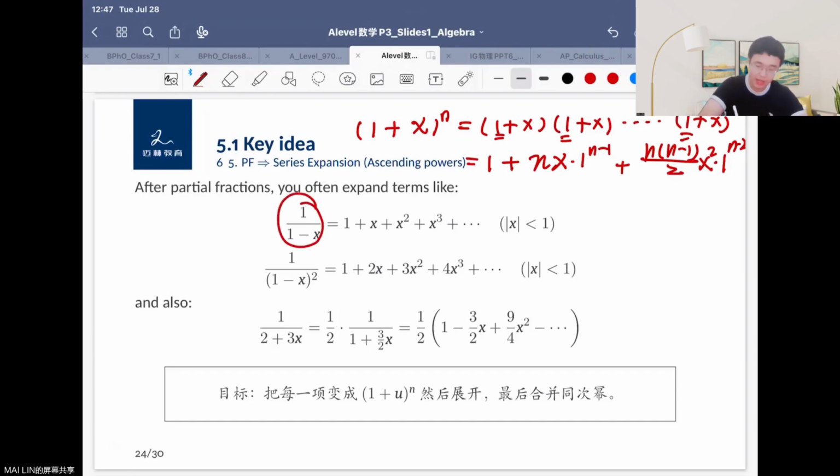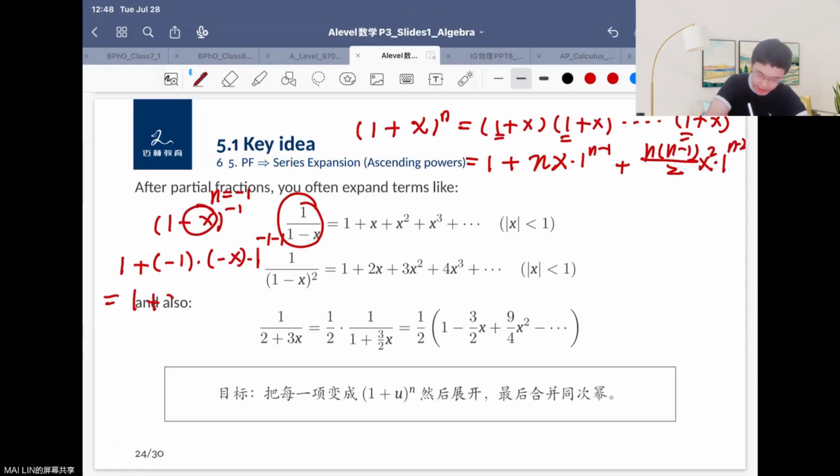So for example, 1 over (1 minus x), we can just consider this as (1 minus x) to the power of negative 1, right? So here you can consider n equals negative 1, and here is negative x. So we can set this as 1 plus n, which is negative 1, times negative x, times 1 to the power of n minus 1. So the answer can be said as 1 plus x, right?